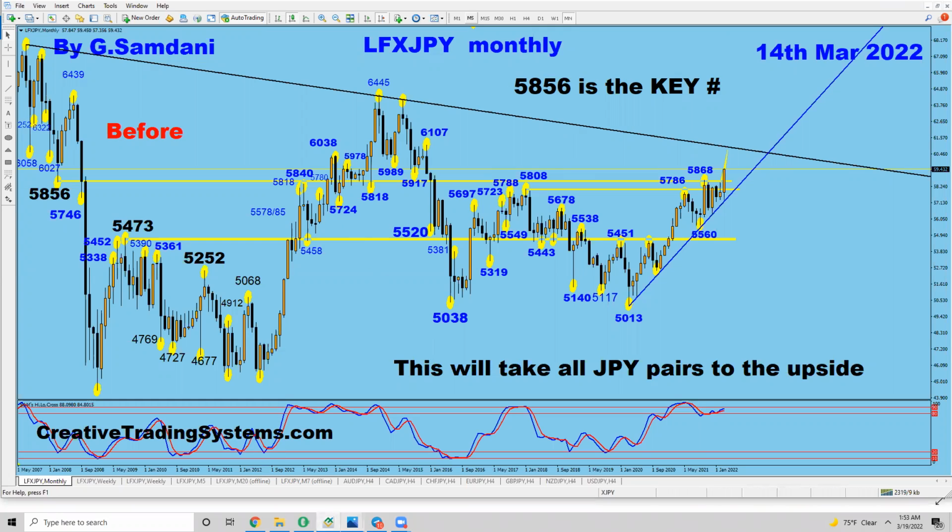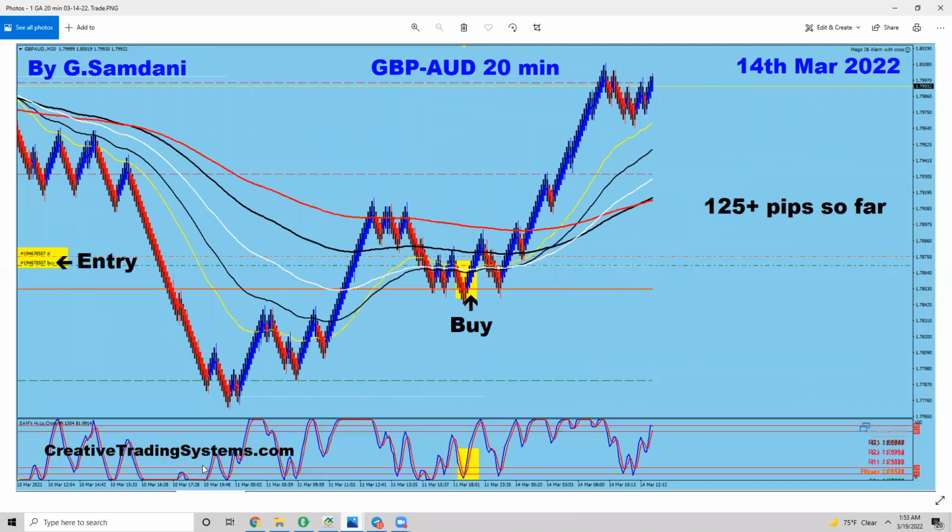The week started on the 14th, right? 14th March was Monday, and this is the first trade, Pound Aussie, 20-minute to the long side. As usual, I only use my IB system strategy to go long or short and open the trade. So here's my buy entry.